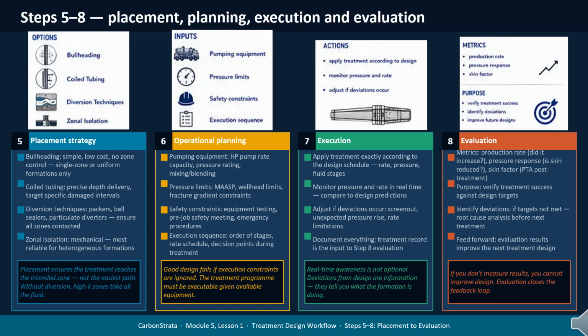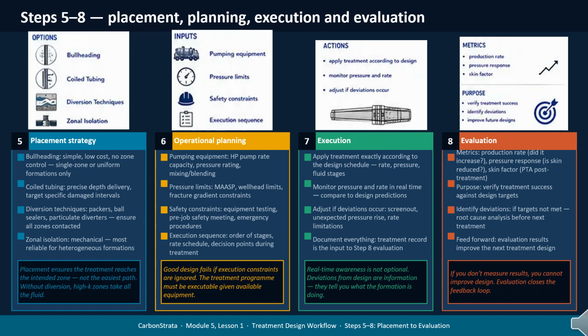Now move to execution planning. This step tests if the design is even possible. Equipment, pressure limits, safety, rate capacity. If these do not match the design, the treatment cannot be delivered as intended. So failure is already built in. Now execution. 3 actions only. Apply the design. Monitor the response. Adjust if needed. If you do not monitor, you are blind. If you do not adjust, you ignore the formation behavior.